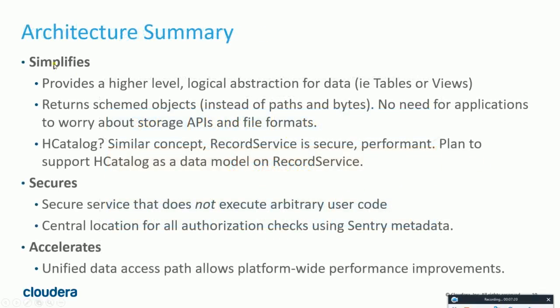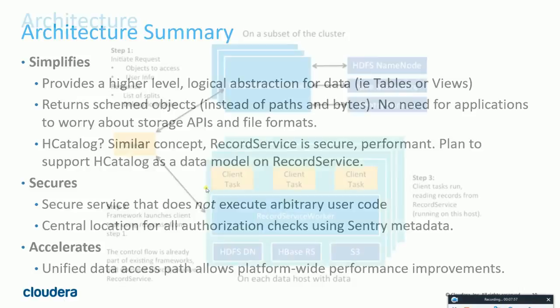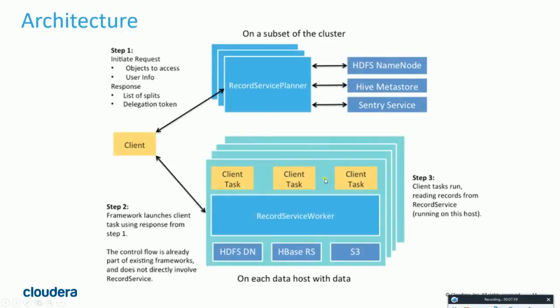Okay, so what does it do? The architecture simplifies the data into tables or views. So now the data becomes a table or view. A view can be created from a table. Then there's HCatalog, so security, what is it? There are authorization checks using Sentry security metadata, and that's what we're going to talk about, and it accelerates the data access path. This is the performance improvement with Impala. So here's the architecture, something that I wanted to talk about.